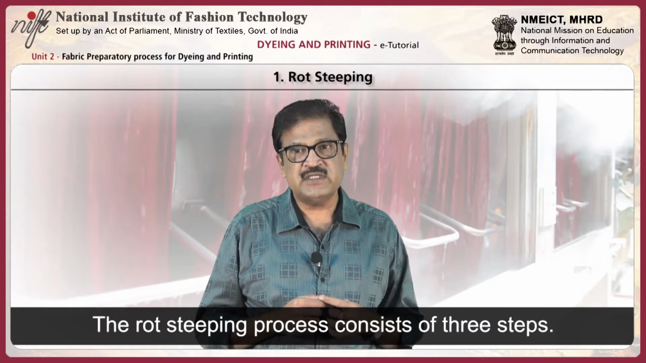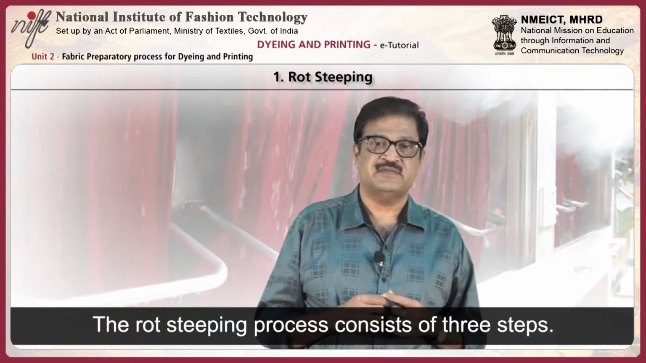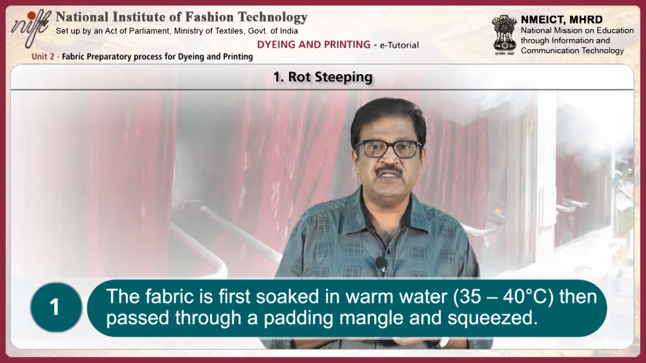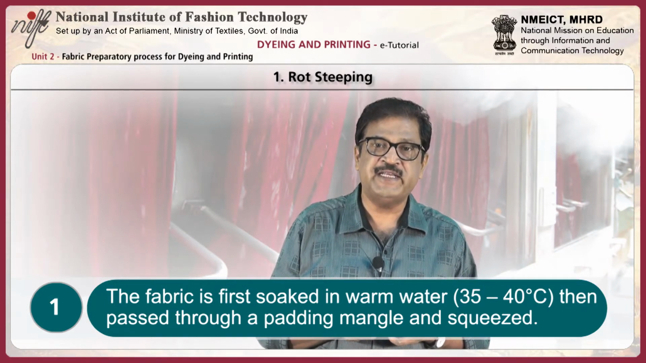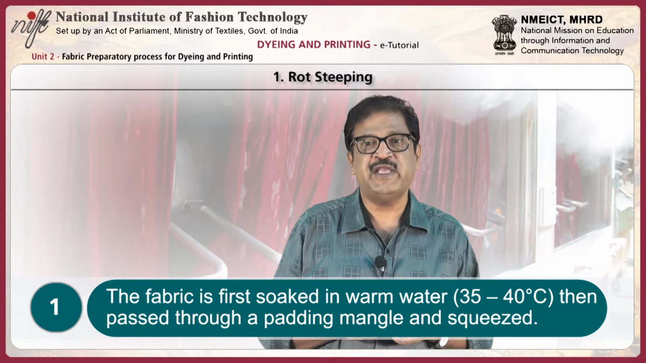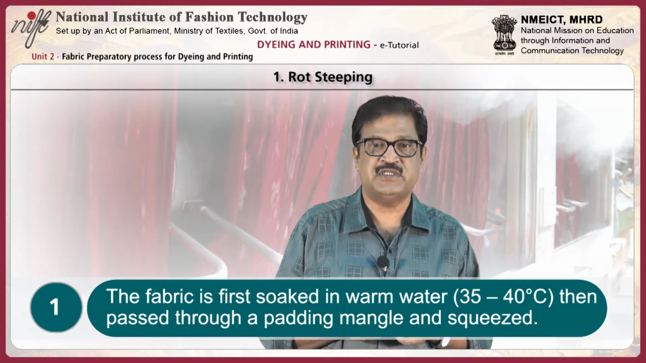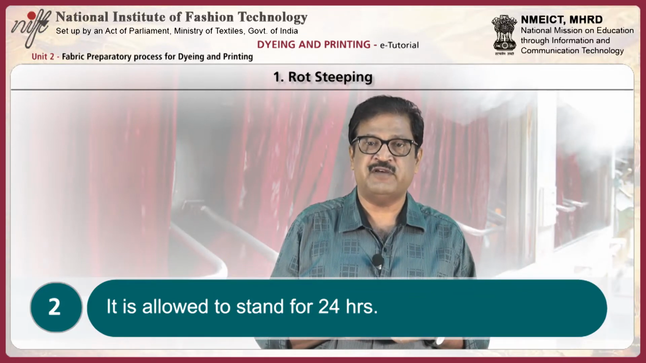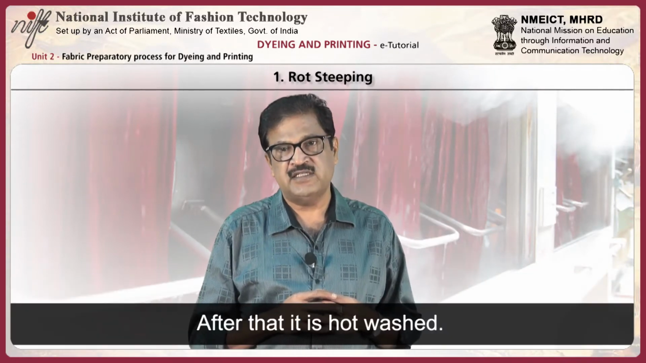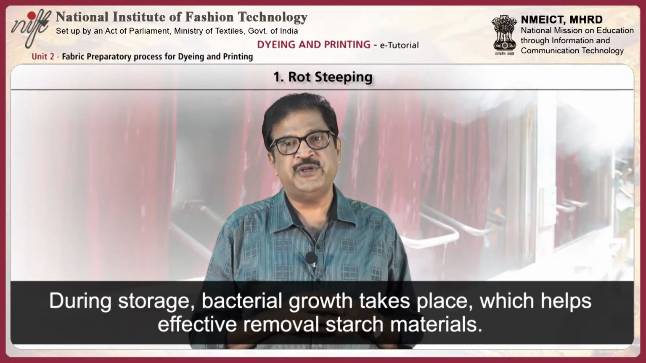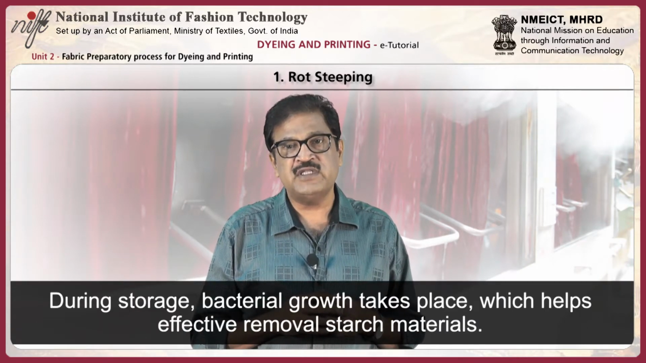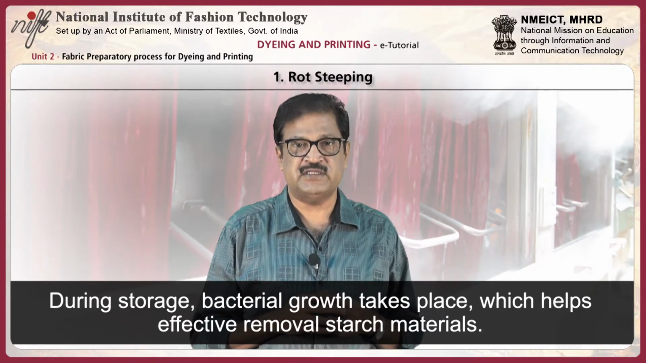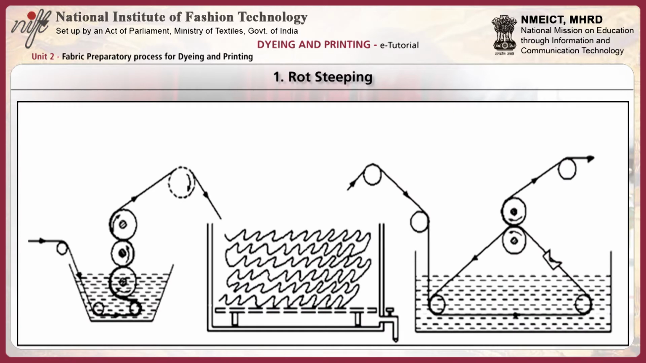The rot stripping process consists of 3 steps. First, the fabric is soaked in warm water between 35 to 40 degrees Celsius, then passed through a padding mangle and squeezed. Second, the fabric is allowed to stand for 24 hours. After that, it is hot washed. During storage, bacterial growth takes place which helps effective removal of starch materials. These are the steps for rot stripping.